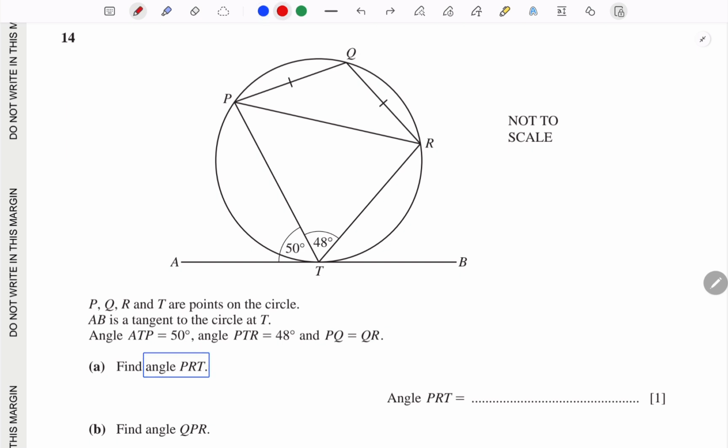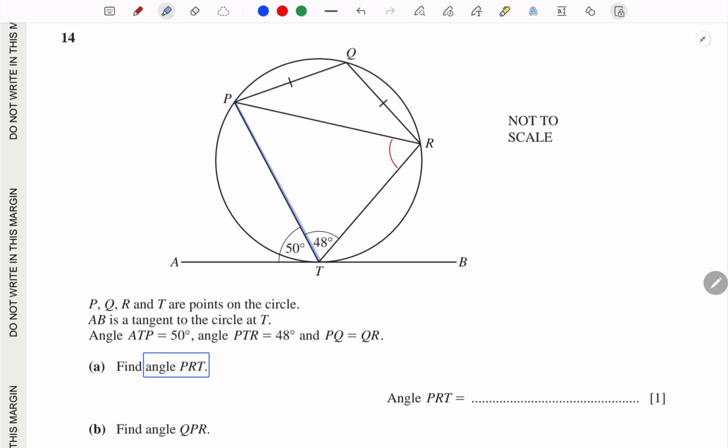Let's locate this angle on the figure that has been given. Angle PRT, this one, right? This is the angle PRT. We need to find the value of this angle. Now if you can see here, this is a chord PT.